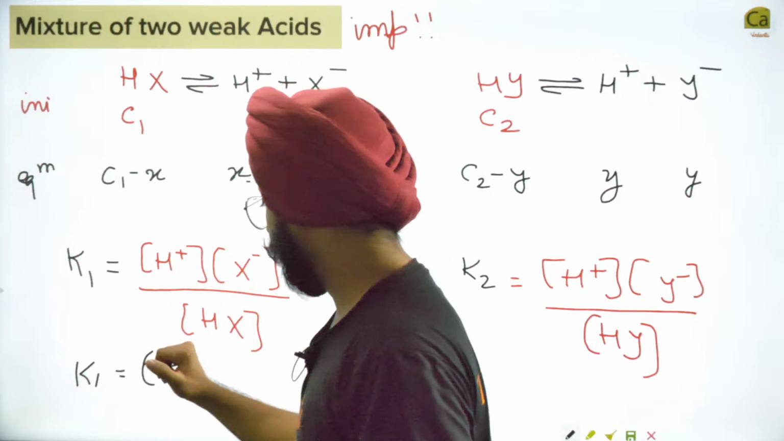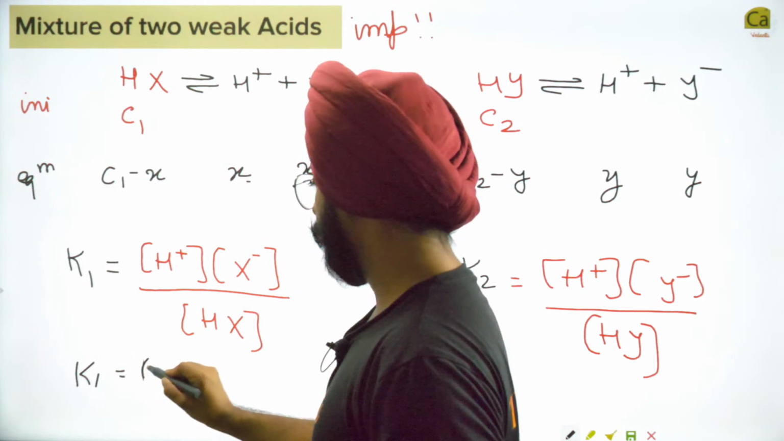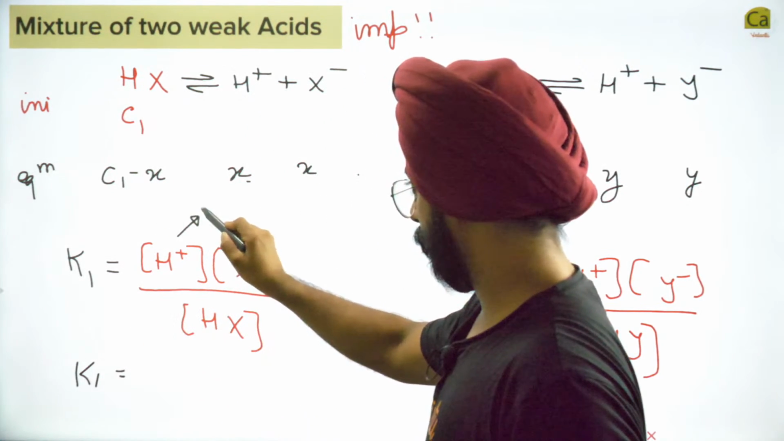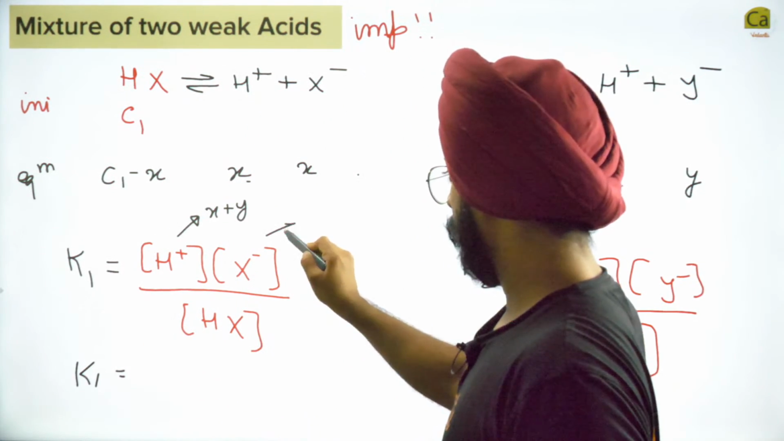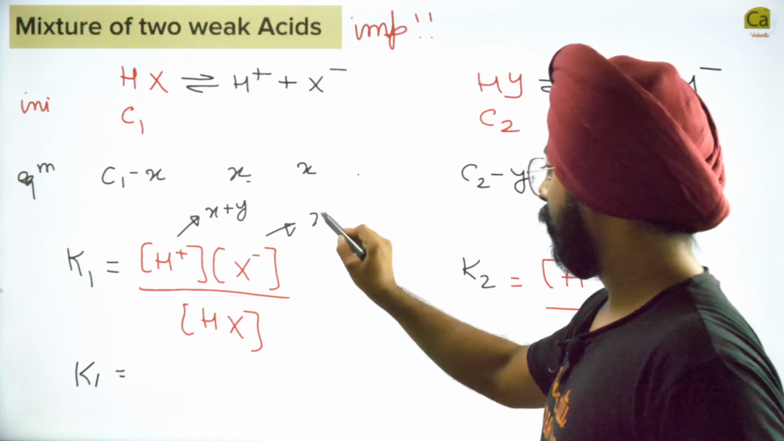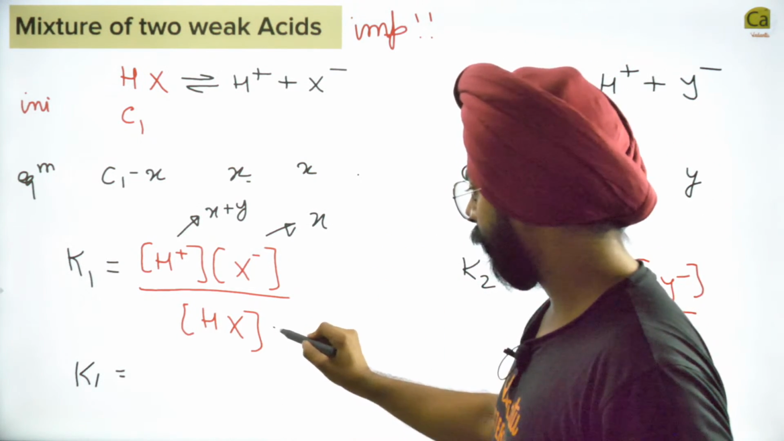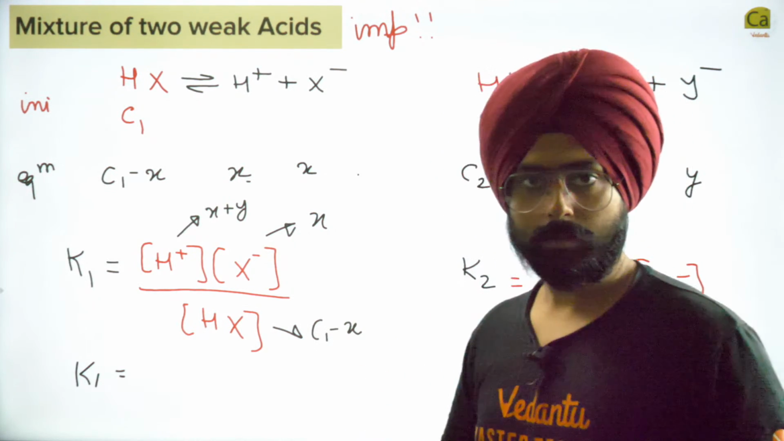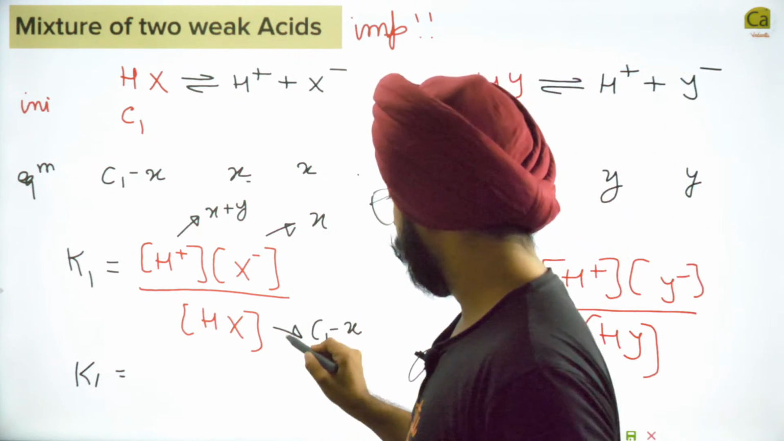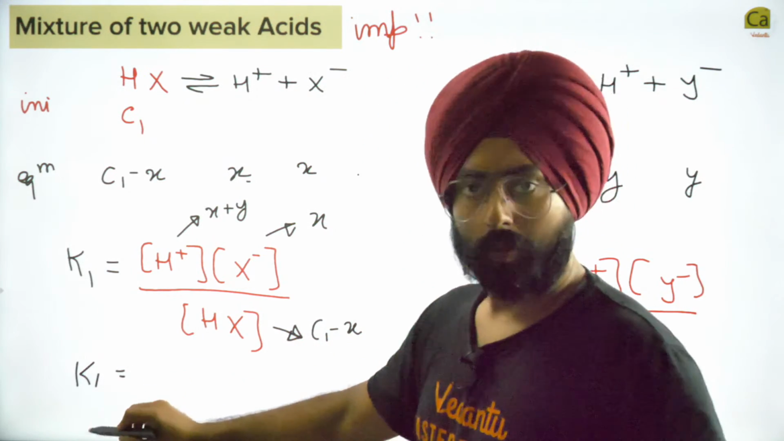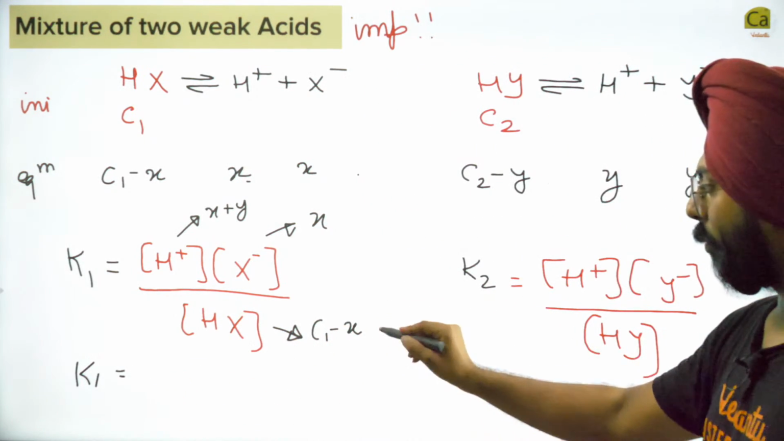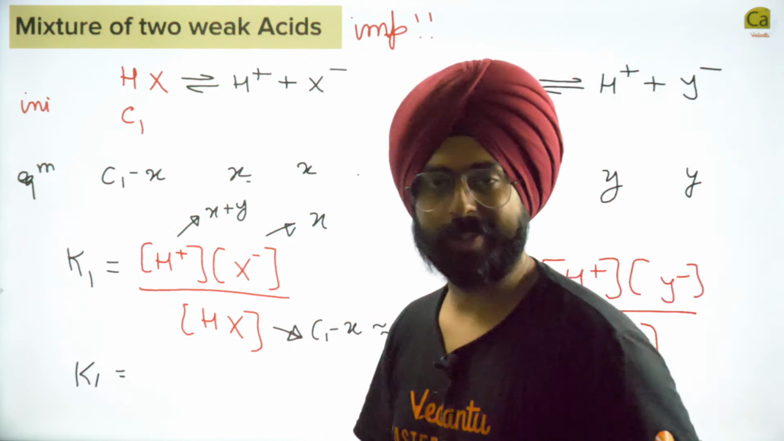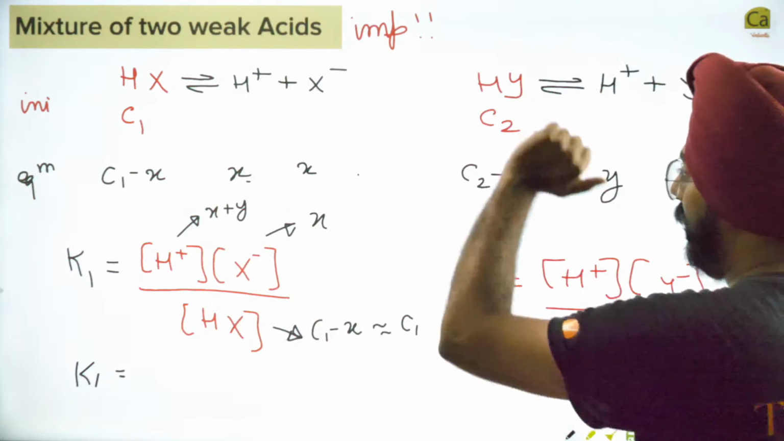तो K1 को क्या लिखेंगे यहाँ पे? H positive's concentration, that is X plus Y, X negative concentration is X, sorry, HX concentration is C1 minus X. या ठीक है, बात बनती है. Now my dear friends, can I approximate this to be as good as C1? Since the dissociation is very small. See, anyway we're talking about weak acids, right?